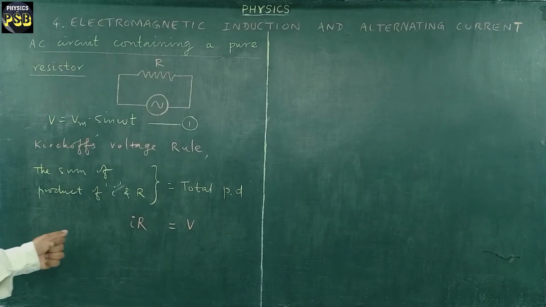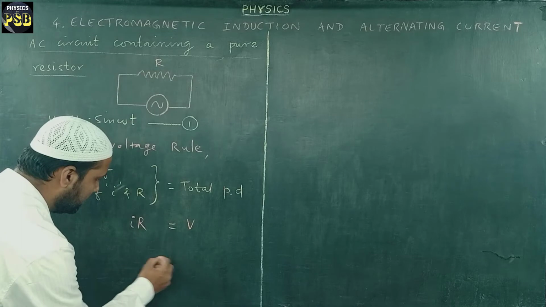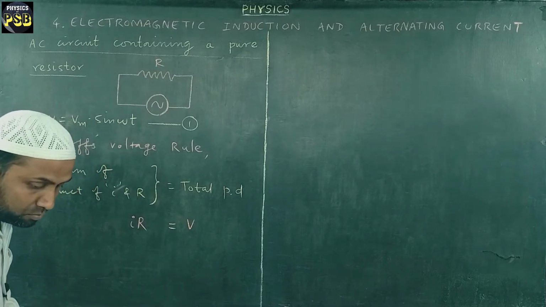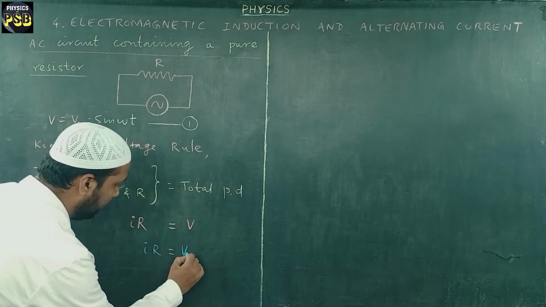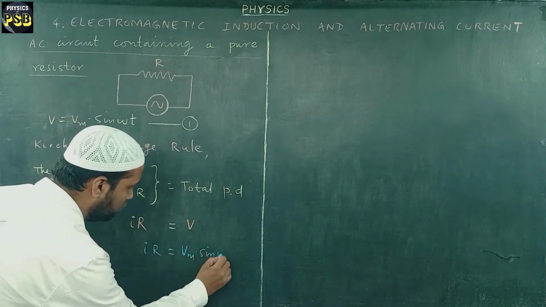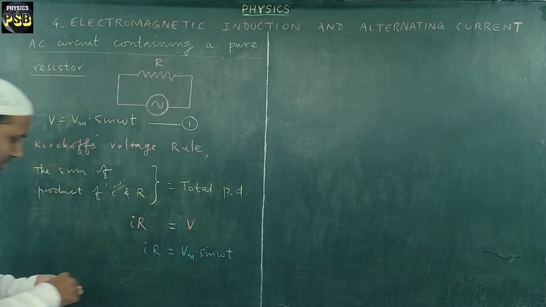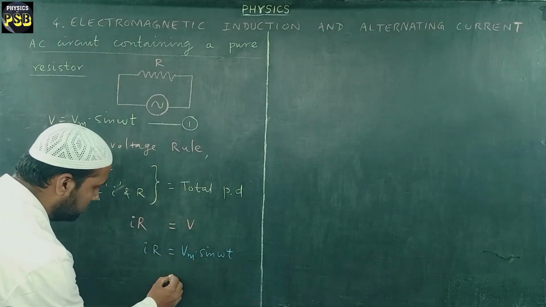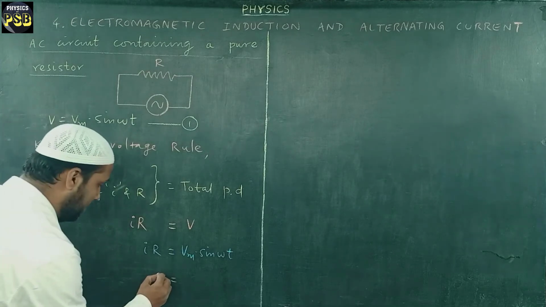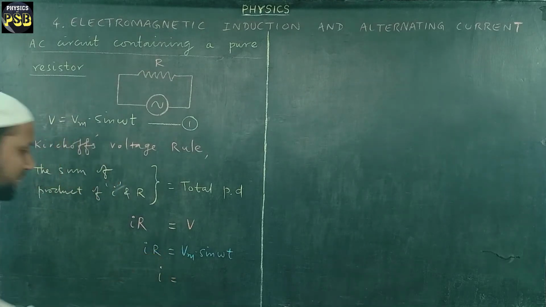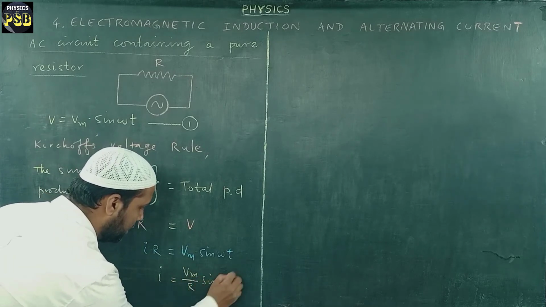So we know the value of these two. We know the value of V. I am going to substitute that here. So what I'll get? IR is equal to Vm sine omega t. Then I'm going to make certain changes to this. My aim is to find the value of I. So I keep I here as such, R is taken to that side. So Vm upon R sine omega t.